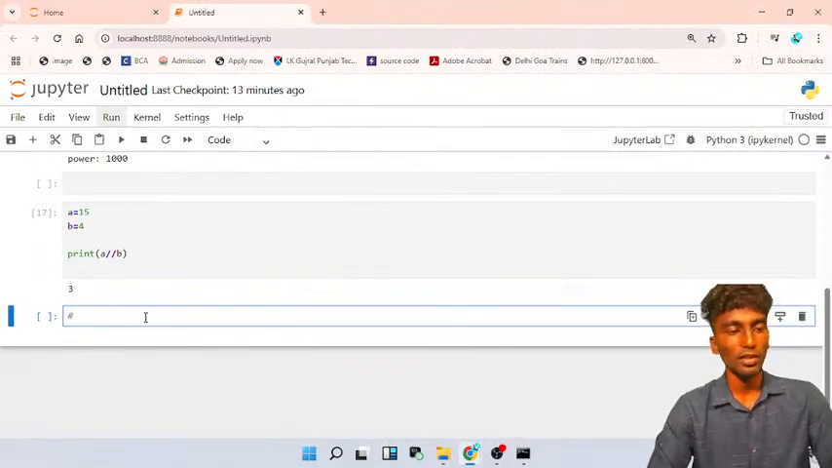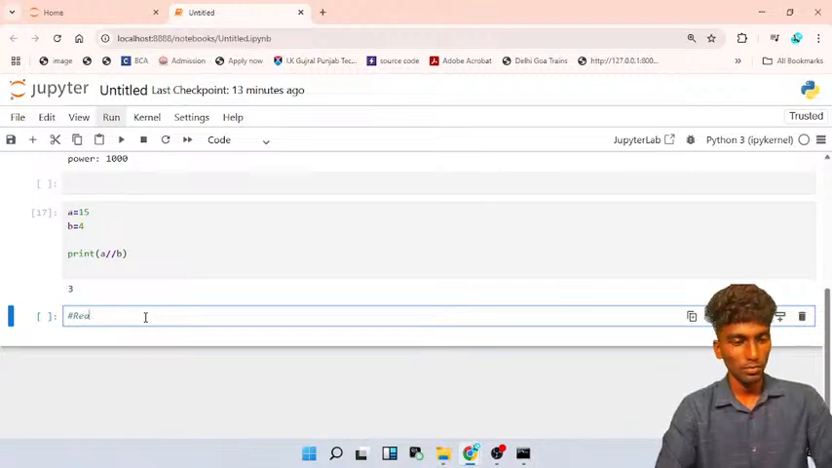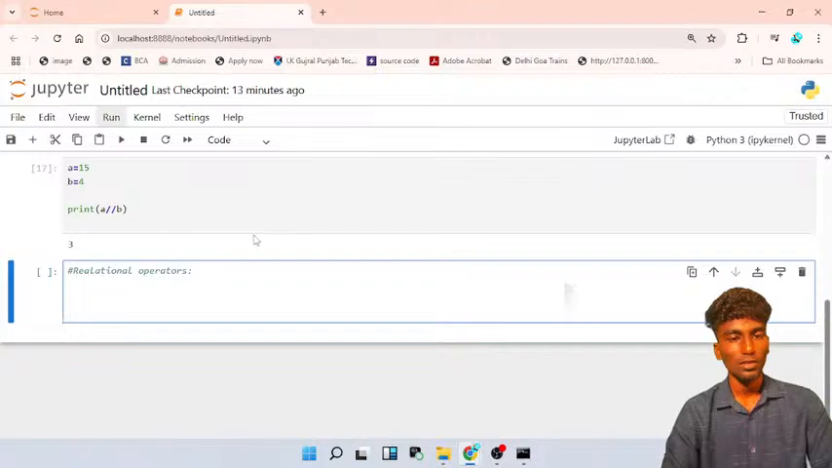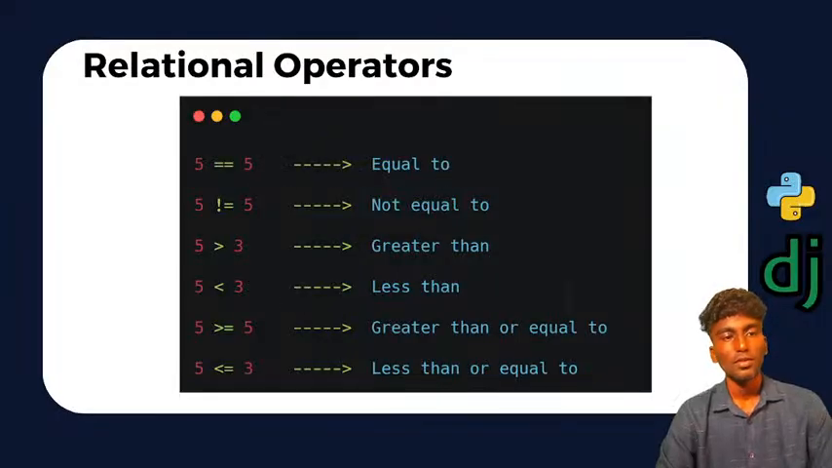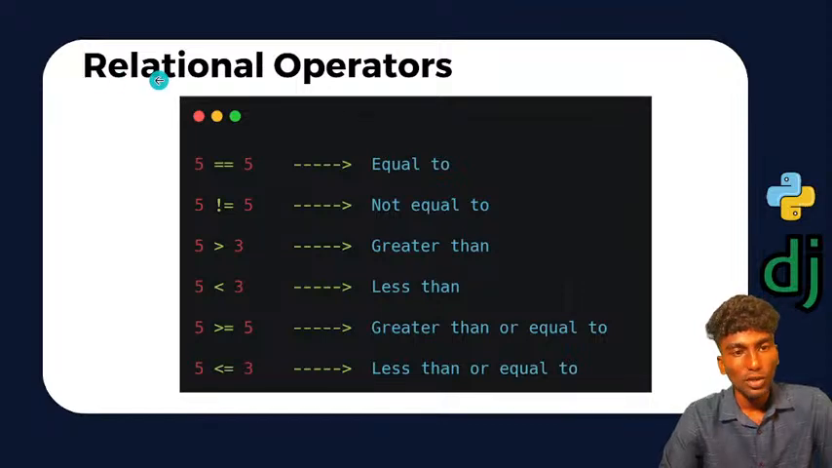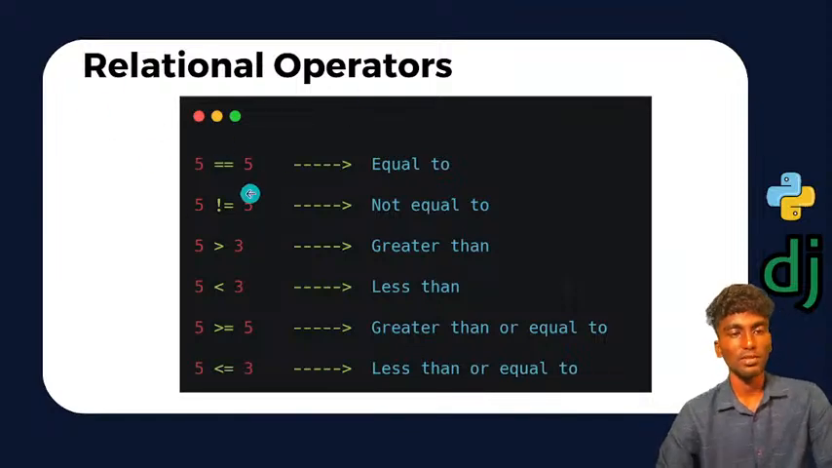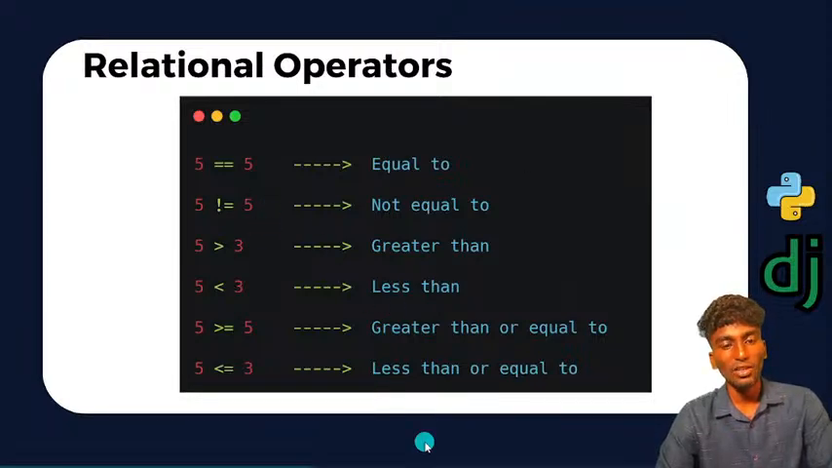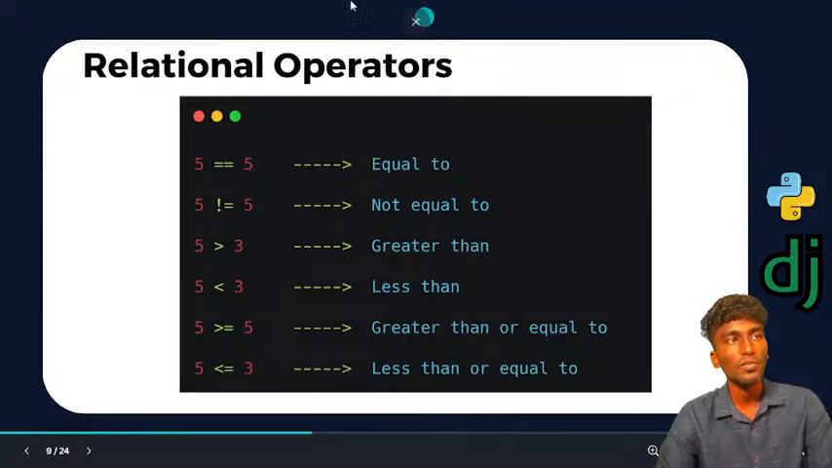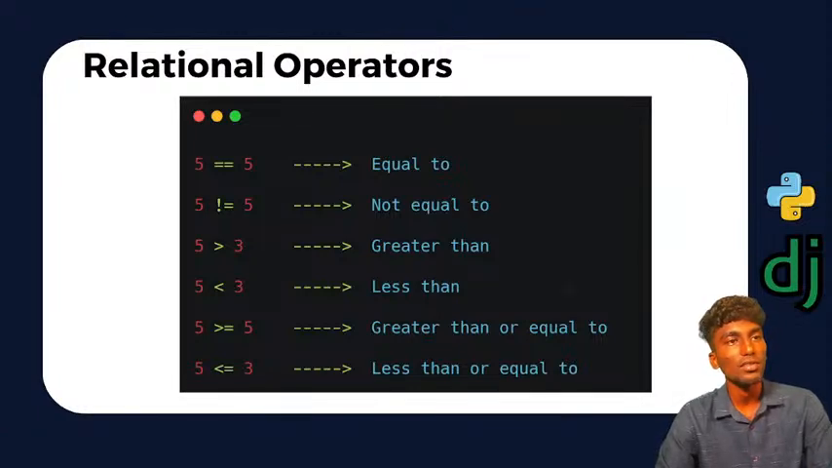Okay, now we understand relational operators. First we understand what relational operators are. We compare two values using a symbol. It is called a relational operator. Okay.